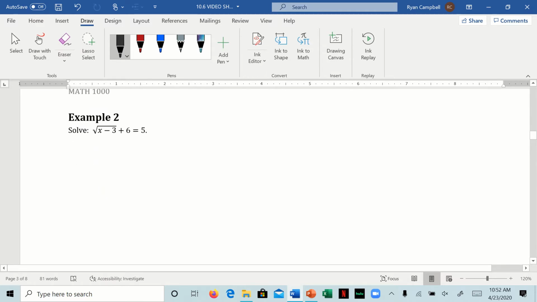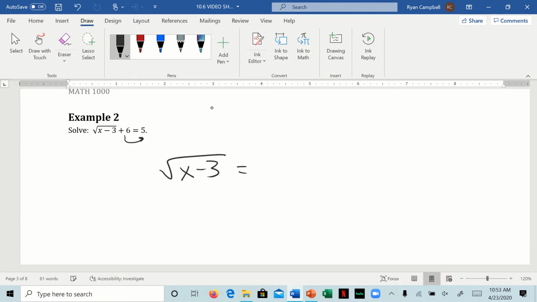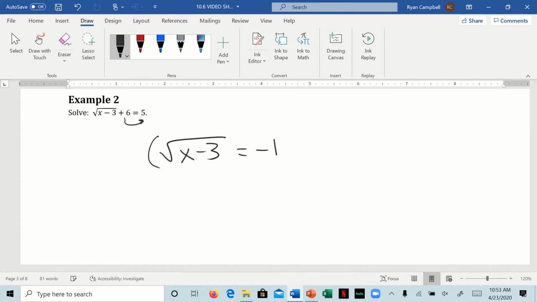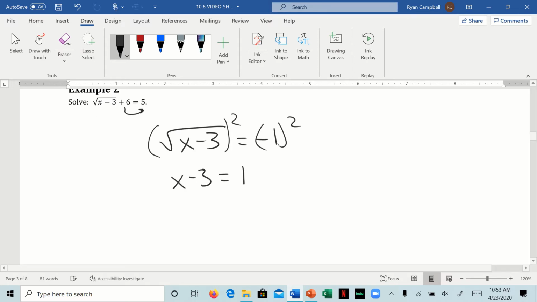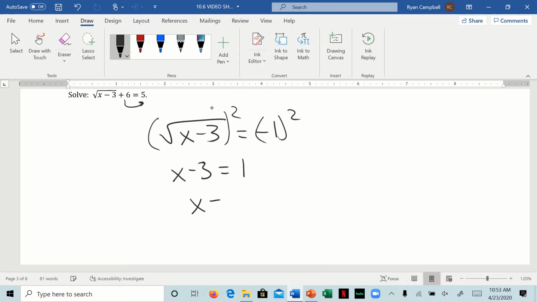Example number 2. All right, first step, isolate the radical. So you see the radical has a plus 6 next to it. So we need to move that plus 6 over to the other side. So we subtract 6 from both sides, and we get the square root of x minus 3 is negative 1. Then we square both sides. Remember, you're squaring the entire thing, so that's including the negative. So you get x minus 3 equals positive 1. You add 3 to both sides, so you get x equals 4.